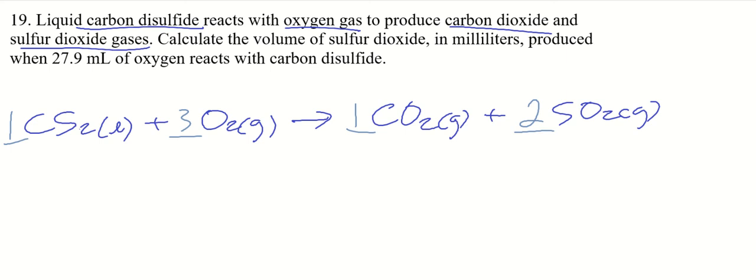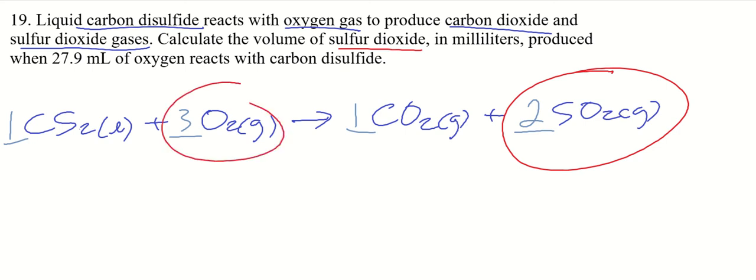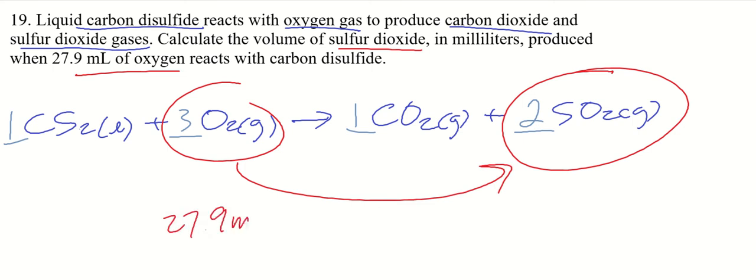Step one is to convert to moles. Oh, hold on, let me read this. Calculate the volume of SO2 in milliliters. So they want you to calculate some quantity of this sulfur dioxide, and they're giving you a quantity of oxygen. They're giving you 27.9 milliliters.